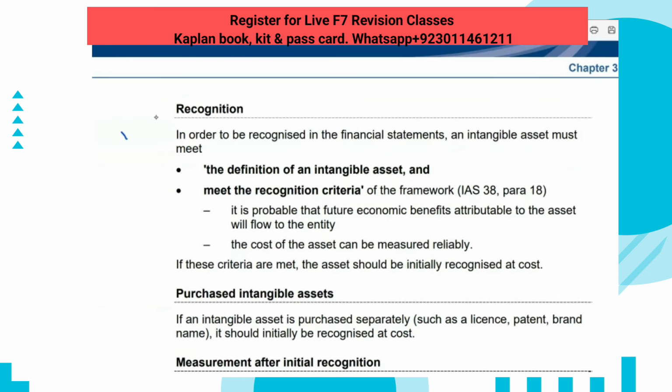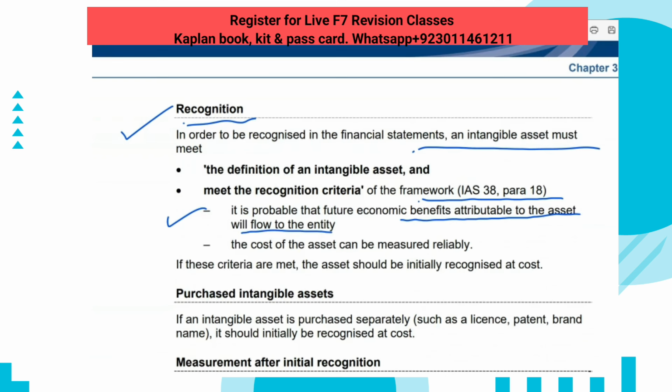Recognition: how you recognize in your books of accounts. So this is the main thing now. In order to recognize in the financial statements, an asset must meet this criteria. The definition of intangible assets must meet the recognition criteria of the framework, IAS 38. Okay, it must be probable that future economic benefit attributable to the asset will flow to the entity.